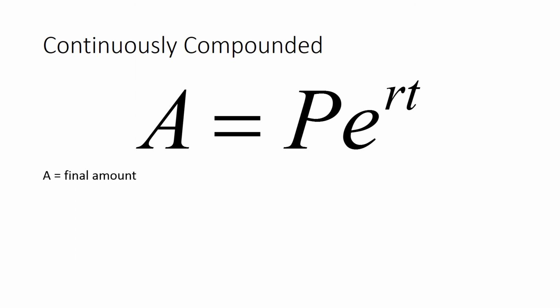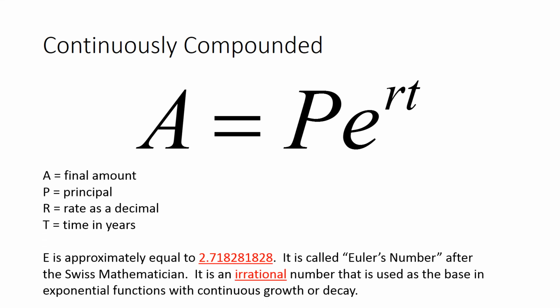A, once again, is our final amount. P is the initial amount, the principal. R is the rate as a decimal. And T is time in years. Now, E is an approximate, it's an irrational number, just like pi. I call it pi's little sister. It's irrational.